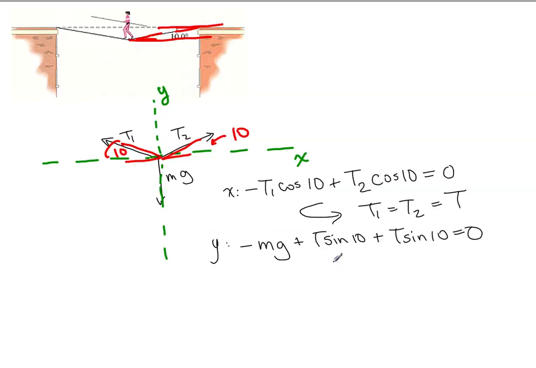So this leads us to 2T sine 10 minus mg is equal to 0. So T is equal to mg over 2 times the sine of 10.